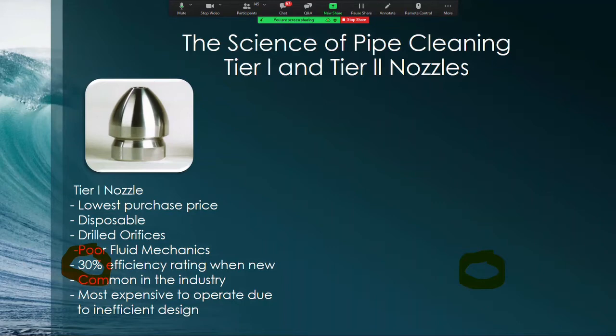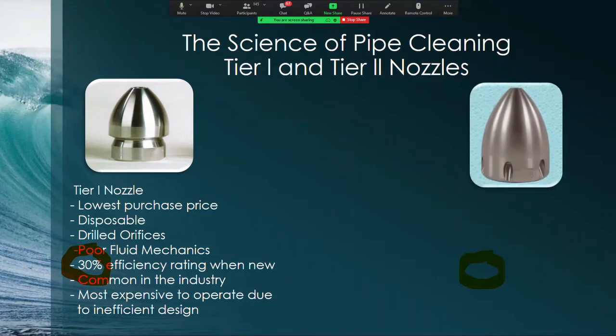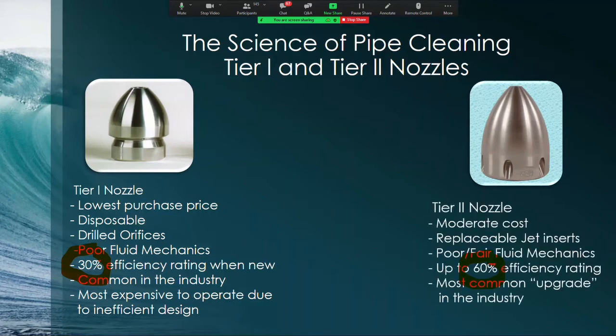Where it ends, it's always a good question. We talk about a Tier 2 nozzle, and here you can see the picture of a Tier 2. If you look at the picture, you can see quite clearly this nozzle has replaceable or threaded inserts inside. So the advantage of the Tier 2 nozzle, of course, is that I can replace the jets. I can up the efficiency because I have a better exit strategy coming out of the nozzle, which means that I can tune this nozzle to the job.